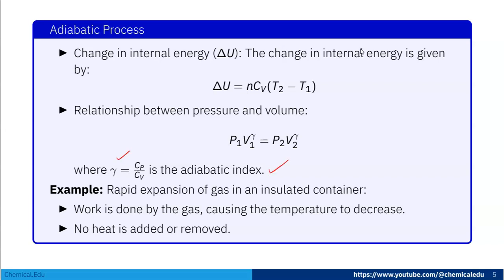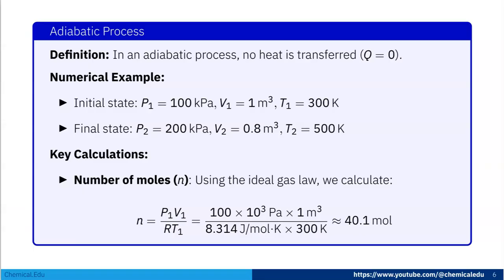So example, rapid expansion of gas in an insulated container. Work is done by the gas, causing the temperature to decrease. No heat is added or removed. Here I am taking one numerical example. So we know that for adiabatic process, no heat is transferred, so Q is equal to 0.